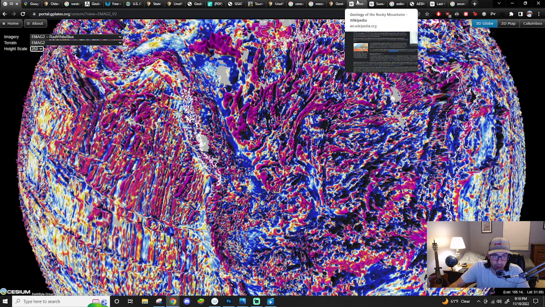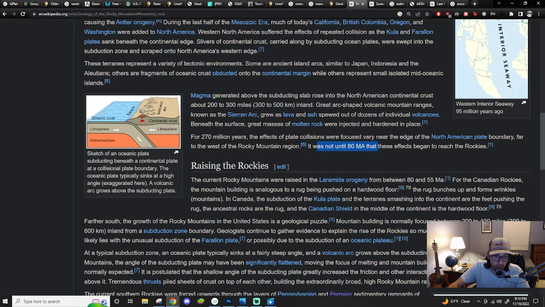And so maybe that was around 80 million. Current Rockies were raised from 80 to 55. Seems a little early. If it's going to be that late, it seems a little early, not after 66, to be before it by 14 million.